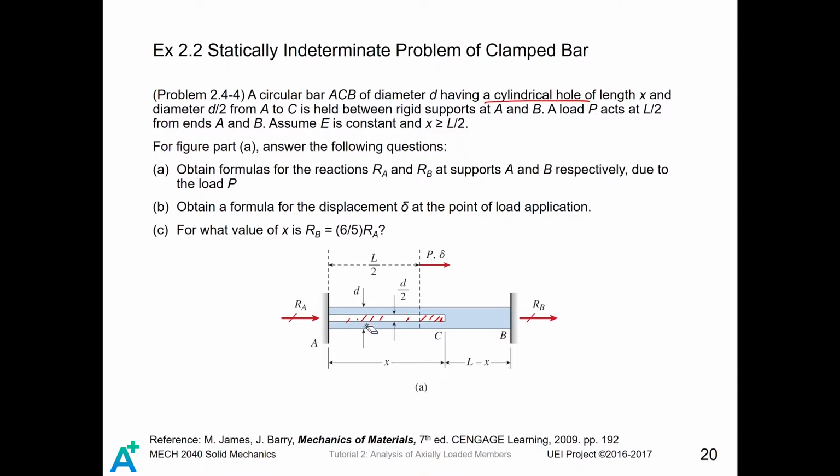Assume E is constant and X is greater than L over 2, so the hole must be longer than 1/2 of the bar. Obtain the formulas for the reactions RA and RB at the two supports due to the load P. Besides, obtain a formula for the displacement delta at the point of load application. You also have to find for what value of X is RB equal to 1.2 of RA.